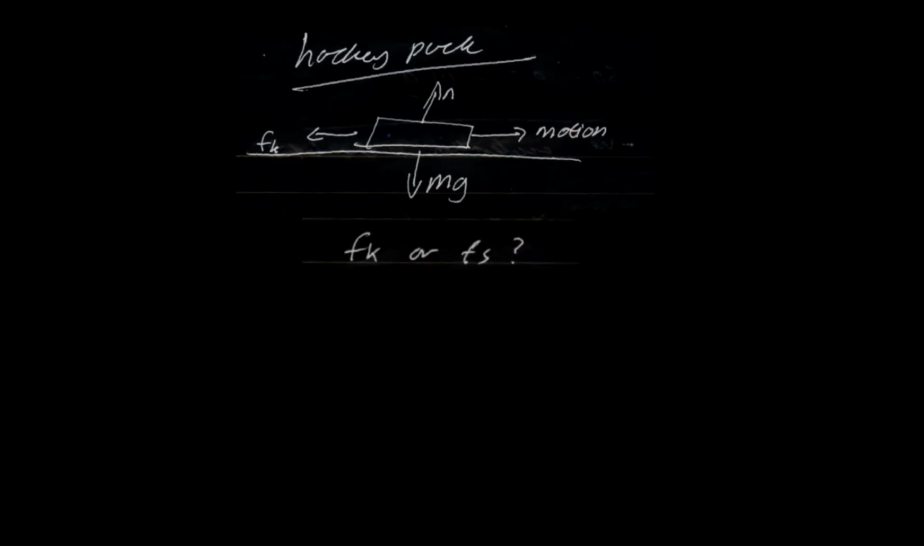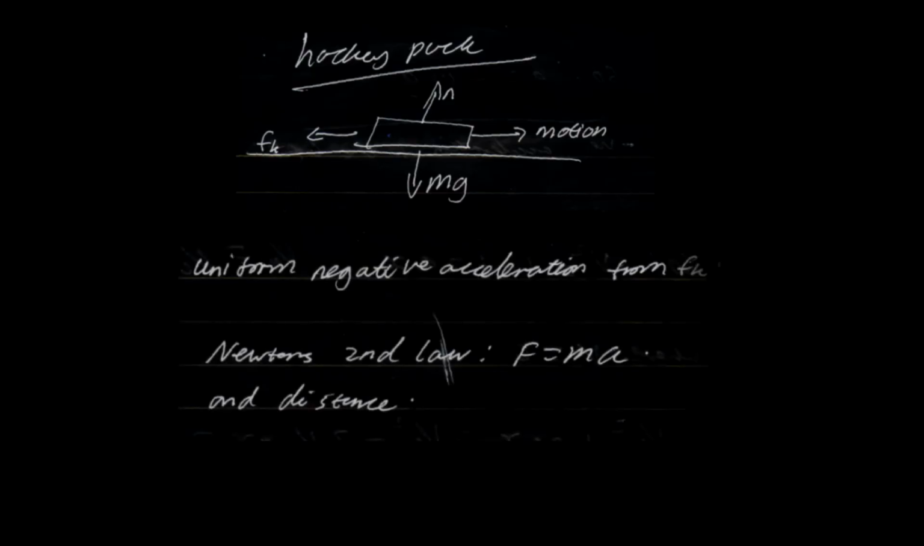Are we dealing with Fk or Fs? We've already said we're dealing with a case of kinetic friction. Fk is going to be constant in this situation and acting opposite to the direction of motion and constantly slowing this puck down, hence it reaches its velocity of 0 by the end. So this means we have a uniform negative acceleration from Fk. This means we could look at Newton's laws, F equals ma, and the distance.